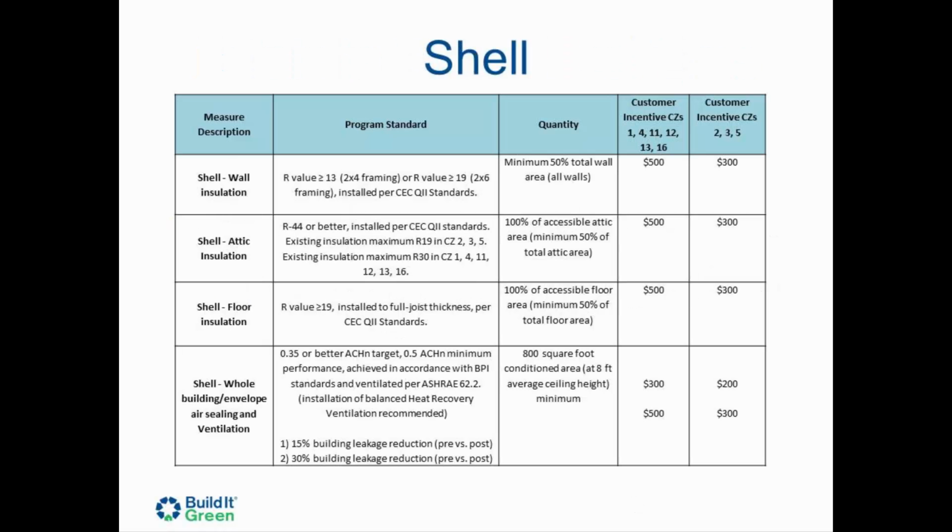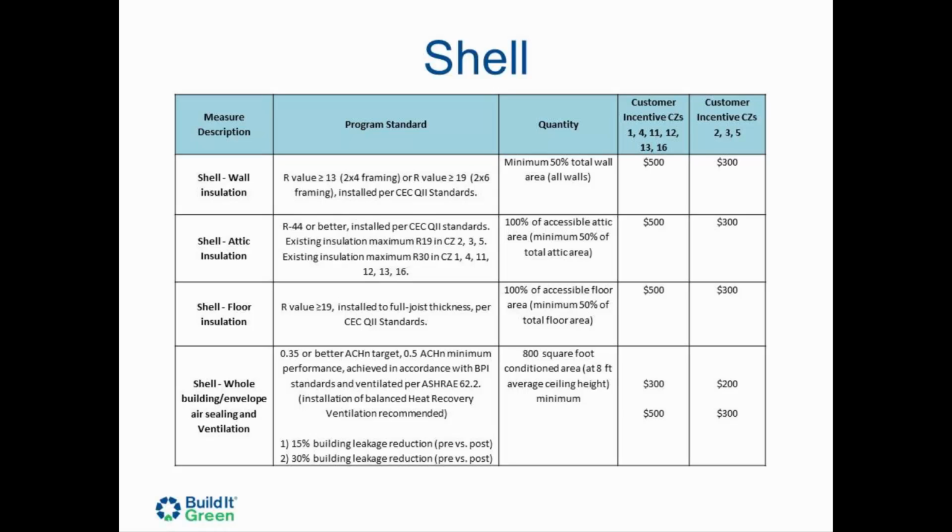Okay, going into the snapshot of the shell measures, again, two are required for the project to be eligible. We have wall insulation for 2x4 framing, minimum of R13, and 2x6 framing, minimum of R19, and CEC QII standards apply.